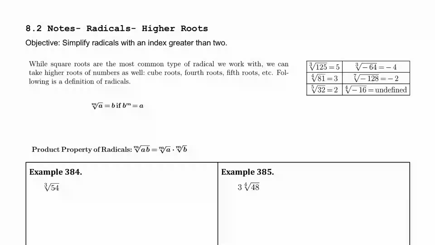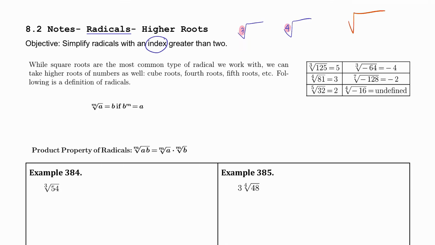Okay, so when we're working with radicals, so far we have looked at square roots. In this section, we're going to look at higher roots, specifically cube roots and fourth roots. And we're going to be just simplifying radicals with a higher index. When I say the word index, I'm talking about this number right here.